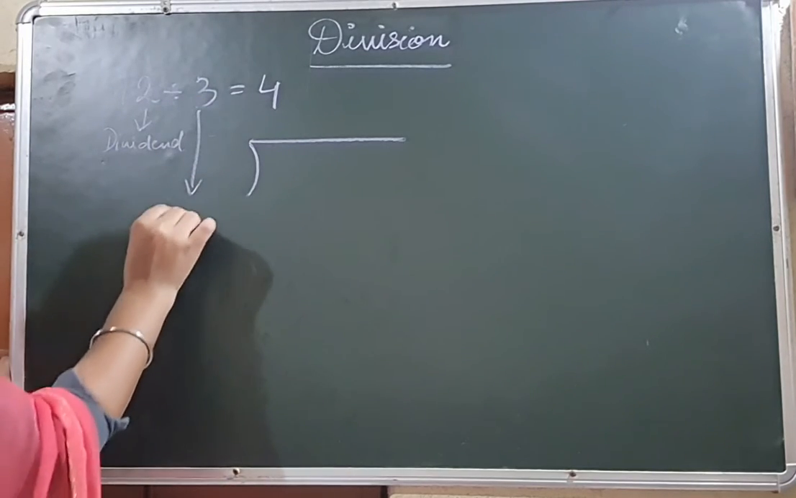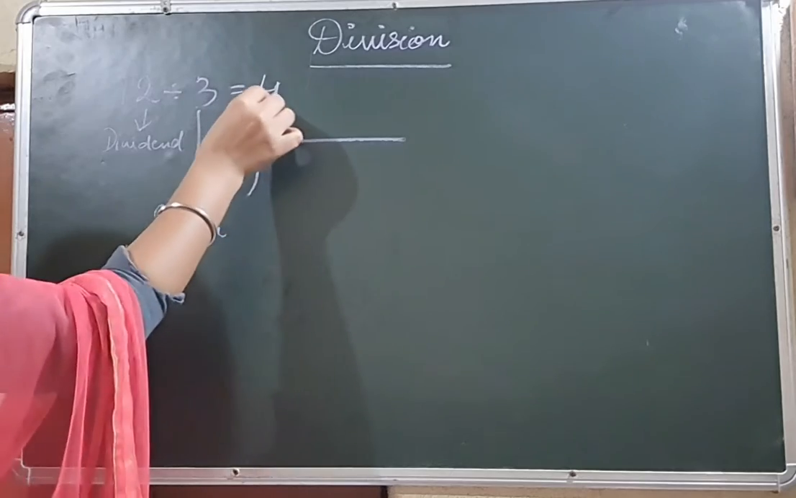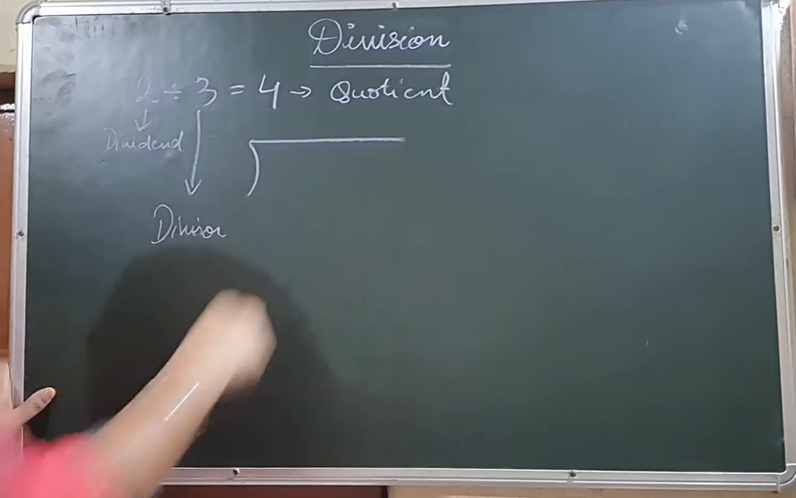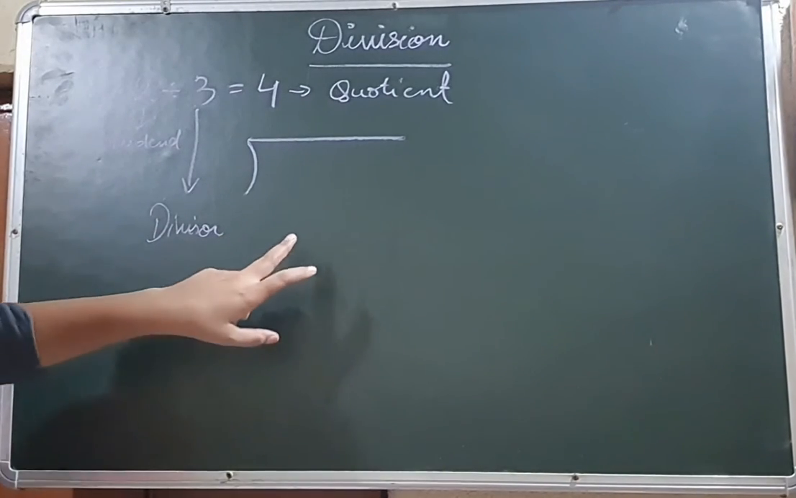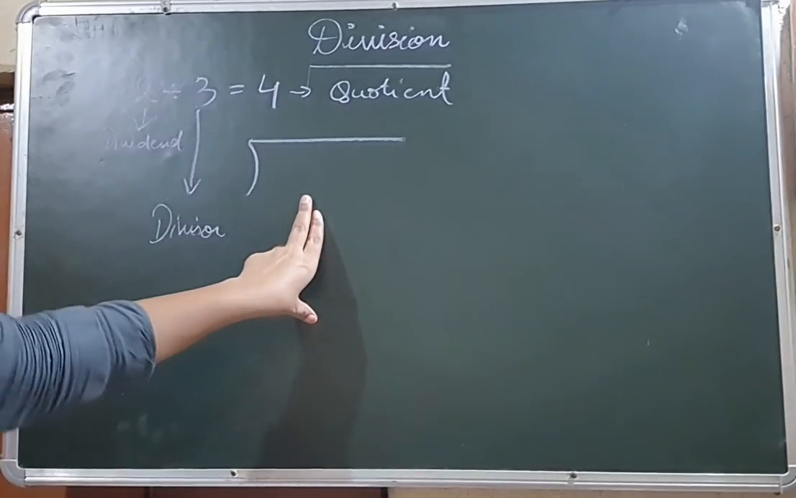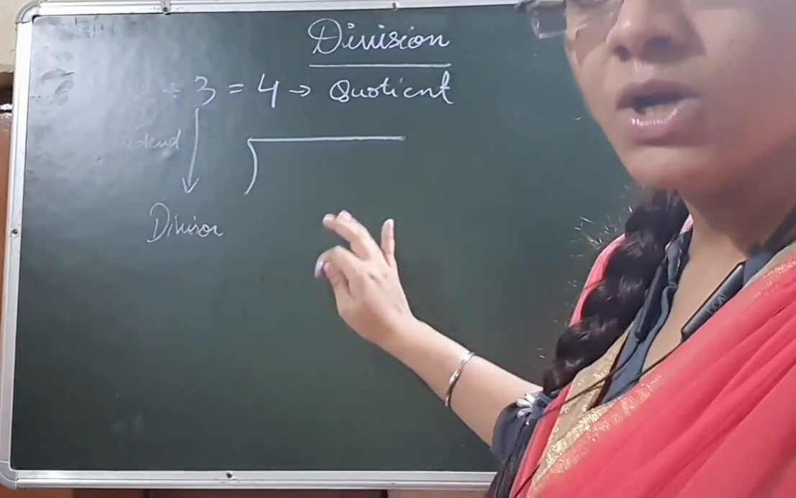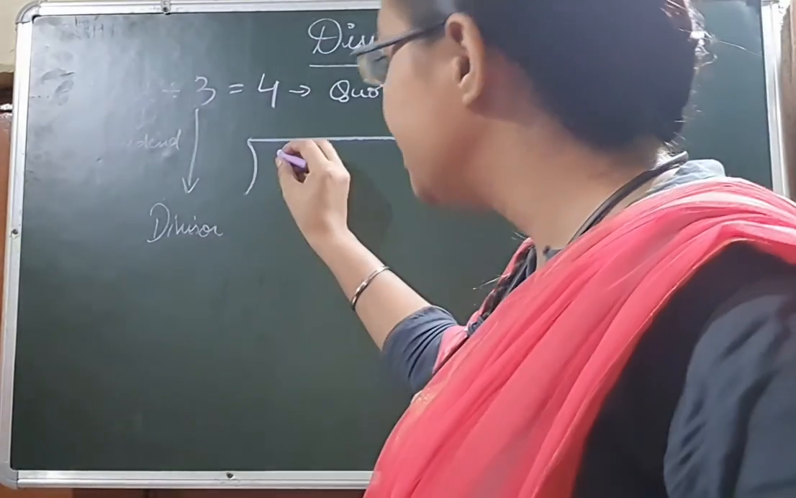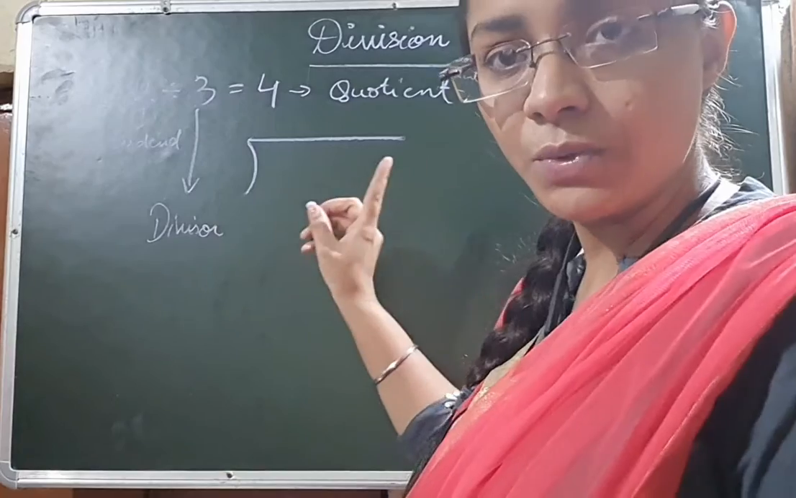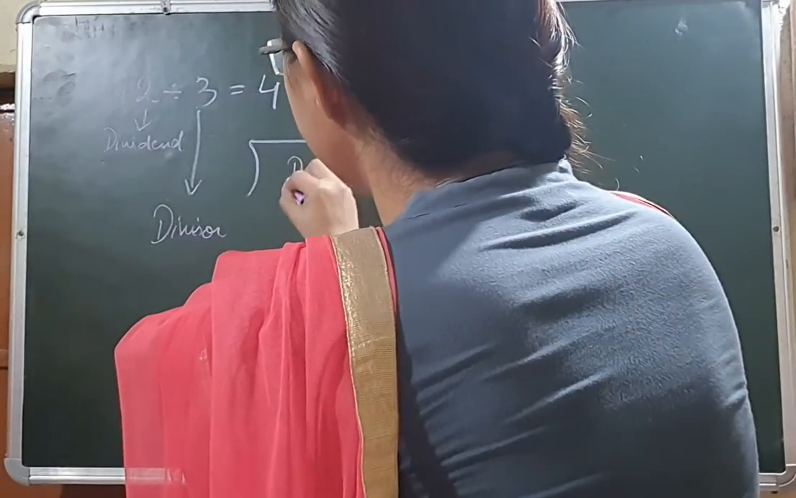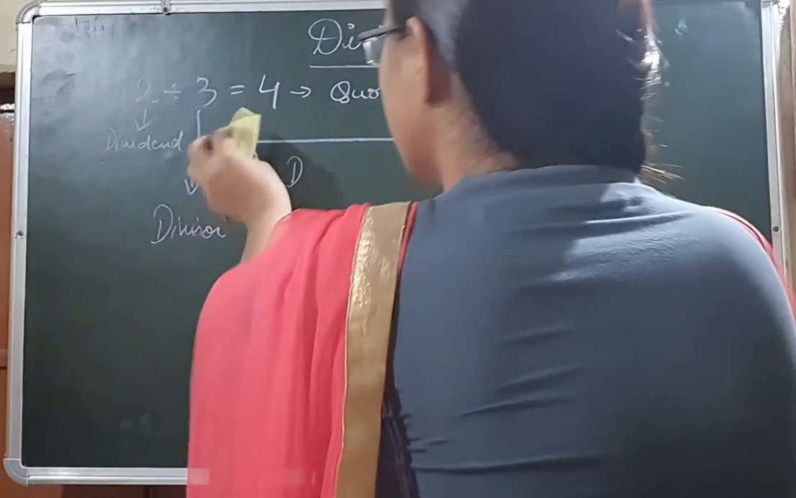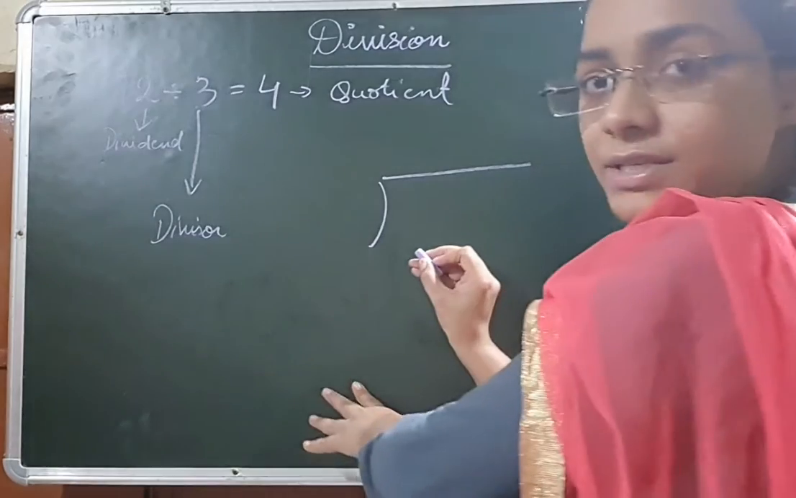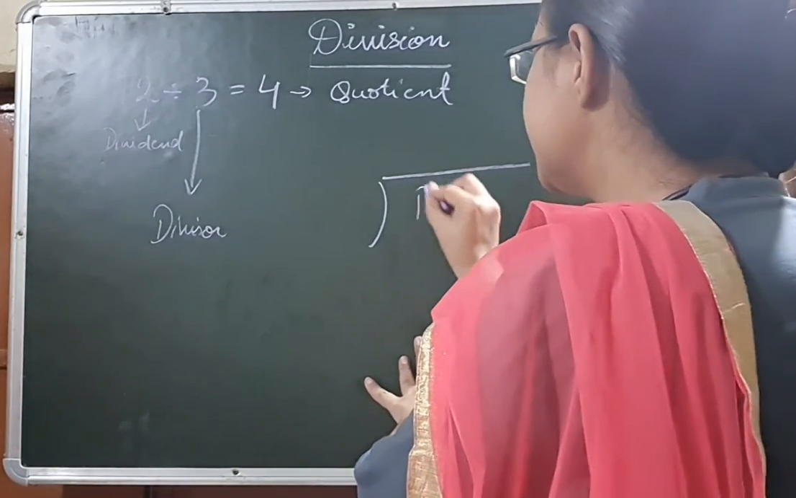This is your divisor, and this is your quotient. Okay, so how to do this? The first step is to draw the symbol as shown here to do the long division method. The second step is to write the dividend inside it. First is to draw the symbol, this one. Second thing is you have to write the dividend inside.